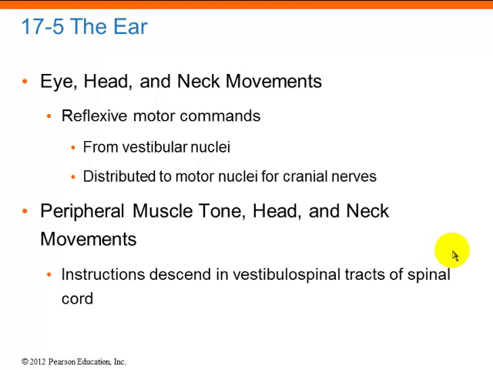So with equilibrium, the output of that is reflexive movements of the eye, the head, and the neck, and muscle tone to the head and neck movements, particularly through the vestibulospinal tract. That means from the vestibule down the spinal cord to go out to your skeletal muscles.